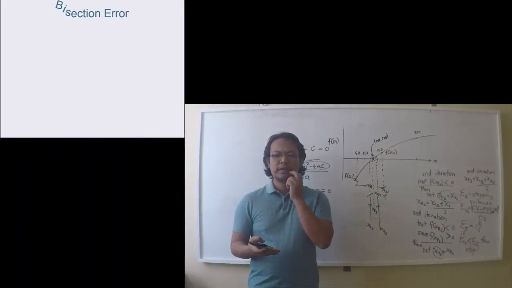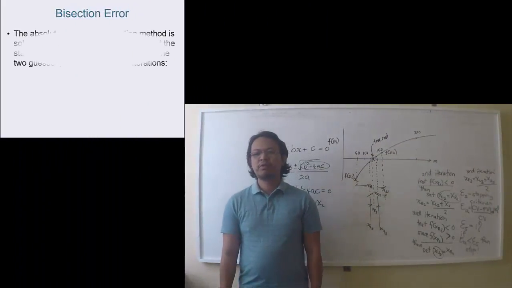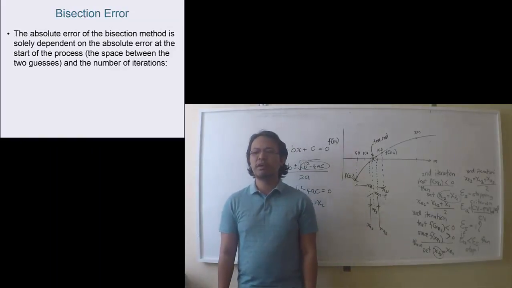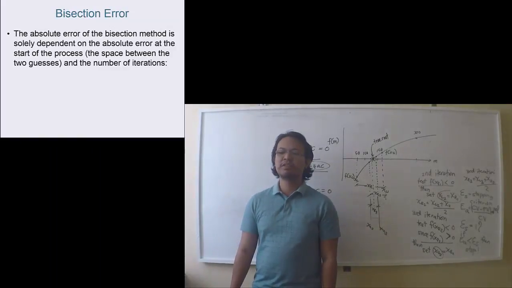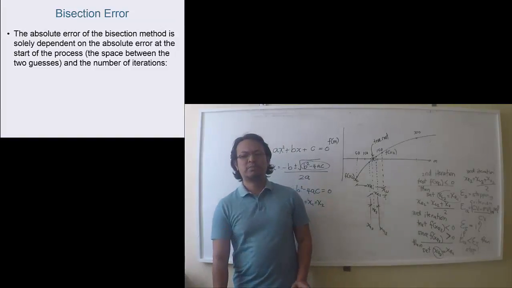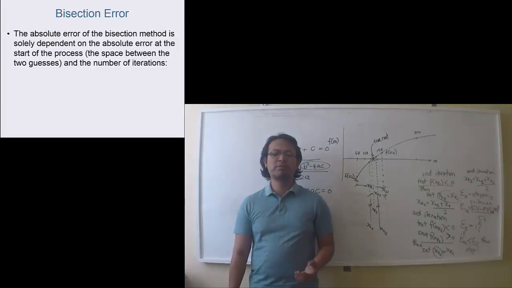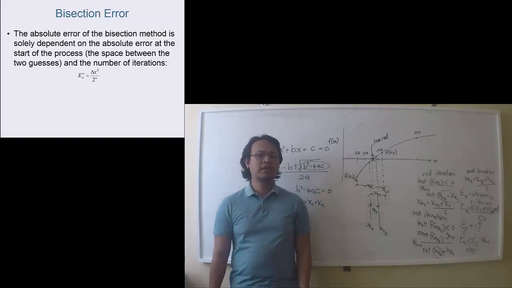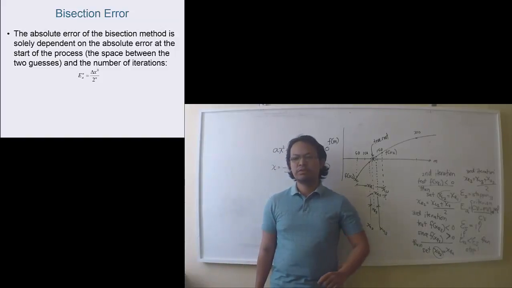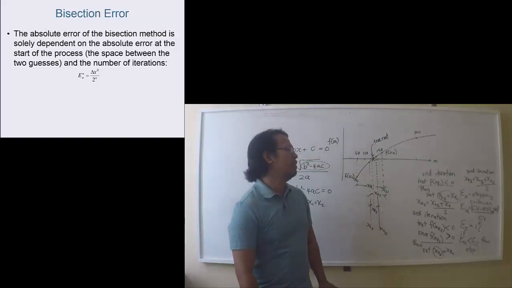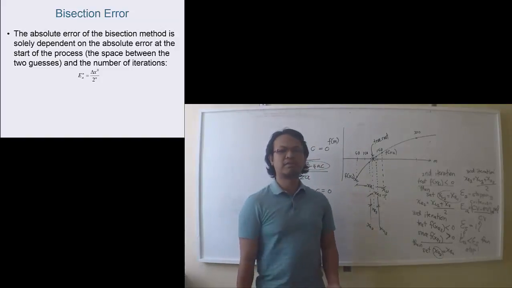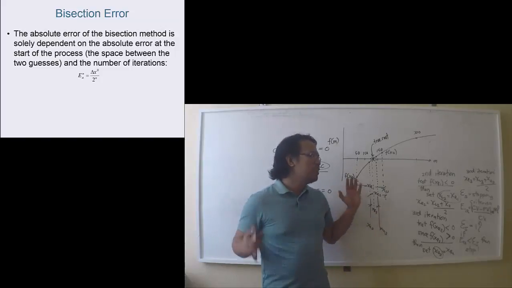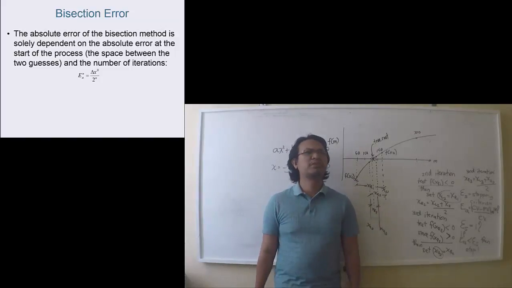Bisection error. The absolute error of the bisection method is solely dependent on the absolute error at the start of the process, the space between the two guesses, and the number of iterations. The error is delta x over 2 to the n. So the error decreases by half, but it is a function of 2 to the n. So bisection is really slow.